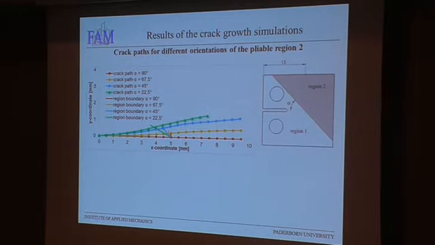Now we have the results for the pliable second region. In this case it is the opposite. In this case, the crack shortens the way to the pliable region. But again, we have the greatest deviations of the crack when the inclination of the region boundary increases.